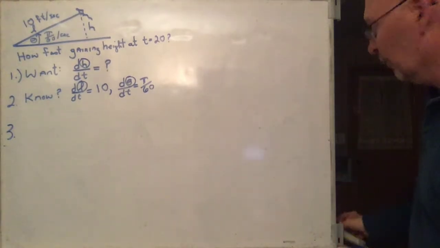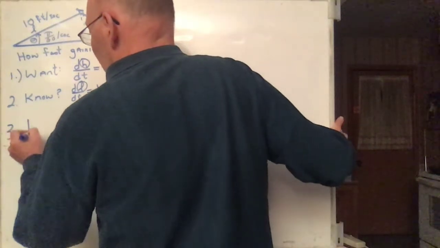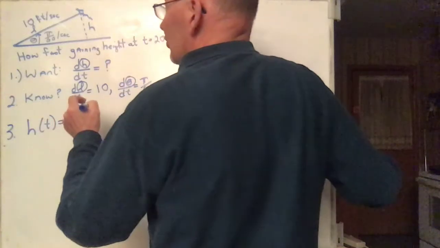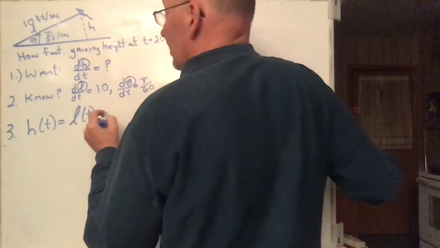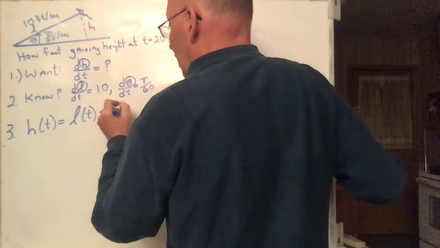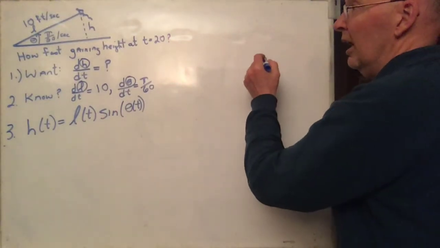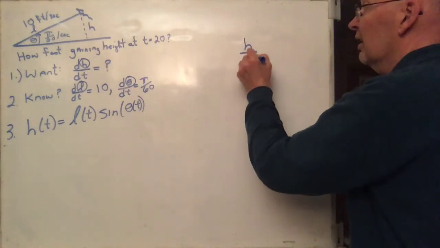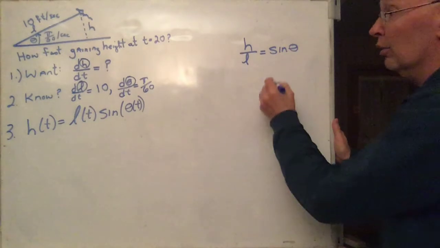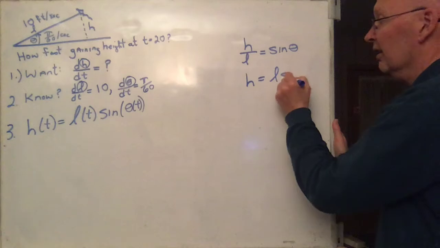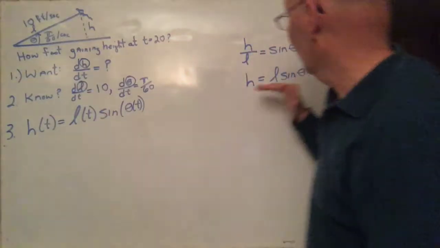And similarly, here's what we've got. And so I can say h(t) is equal to L(t) times sine of theta(t). Okay, let me explain that one more time. I know that h over L is equal to sine theta, and so h is equal to L sine theta. After you've worked with trig long enough, you can just see it right in your head. So there it is right there.